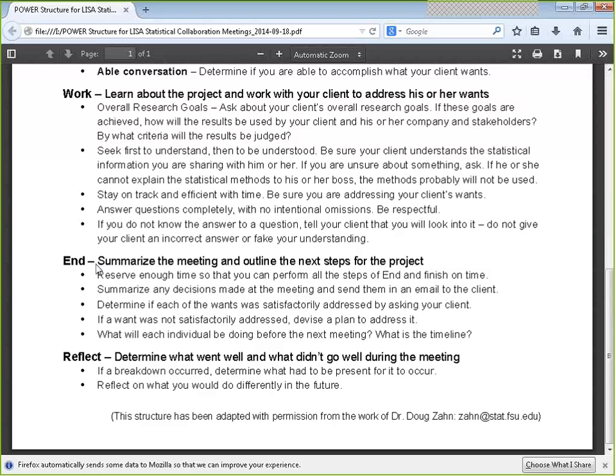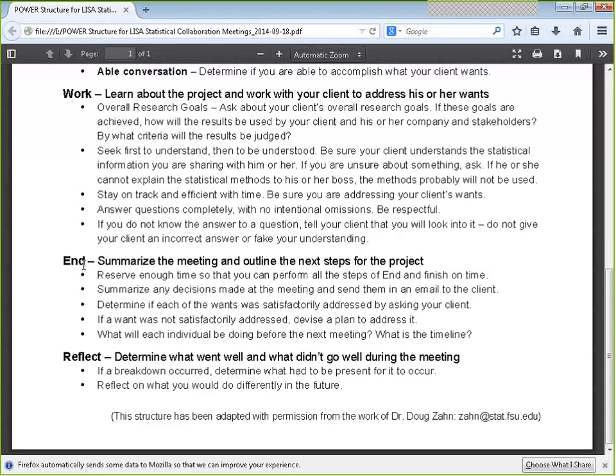Because our clients are often very scared of statistics, or they don't like it. The reason that they're in your office is because they hated statistics and they're not good at it, and so they need your help. Or sometimes they really like it, and then they just want an expert to verify what they've done. Okay, so for the end of a meeting, you should reserve enough time so you can perform all of the steps and finish on time.